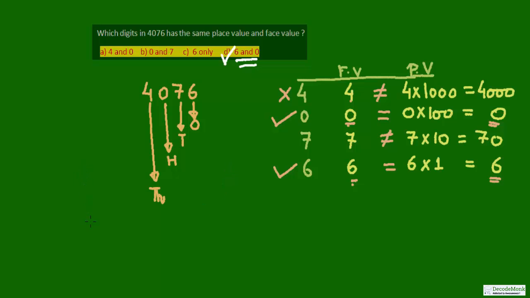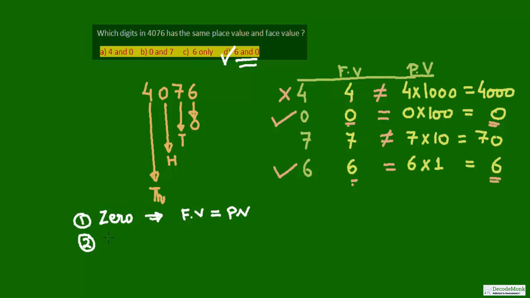So here we can conclude that 0 may exist anywhere in a number. It has the same face value and the place value wherever it may exist. And also we can infer two things from this question. First, 0 may exist anywhere in a number and it has the same face value and place value, because 0 into the value of the place, it may be 1000, it may be 100, it may be 10, multiplied by 0 always gives you 0.